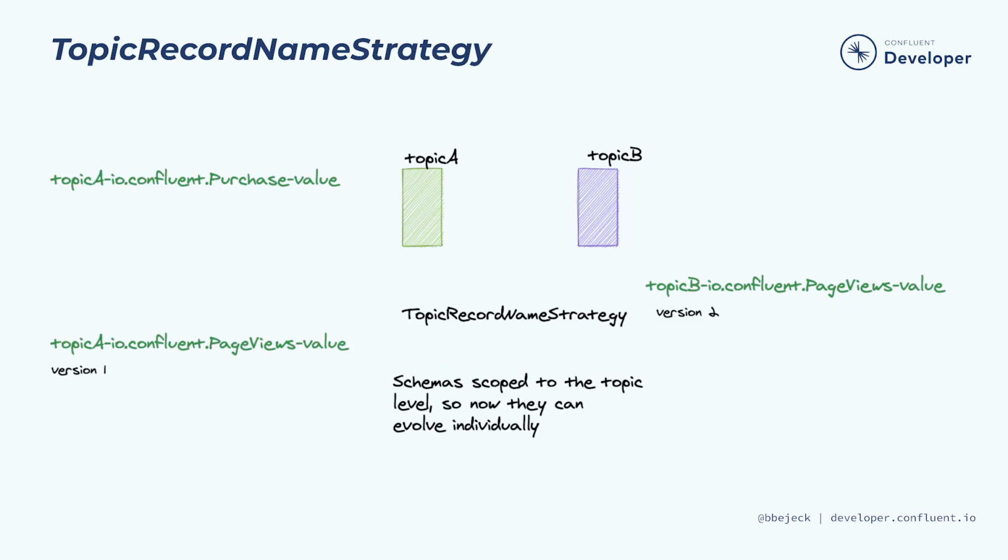And finally, the topic record name strategy is a combination of these two strategies. Subject names are created using the topic name, followed by the fully qualified record name, and then key or value. Since you've now scoped the schema to a particular topic, you don't have to use the same version across all topics in the cluster. For that record type, you're free to evolve the schemas separately.